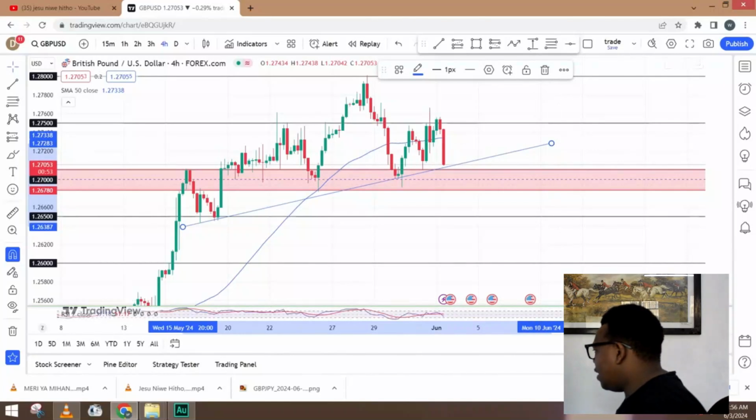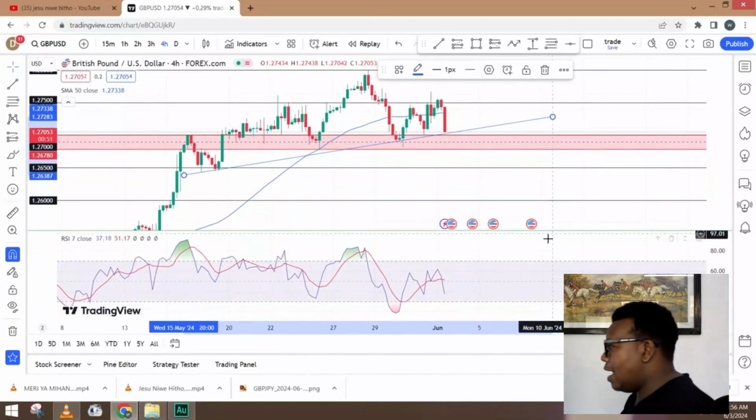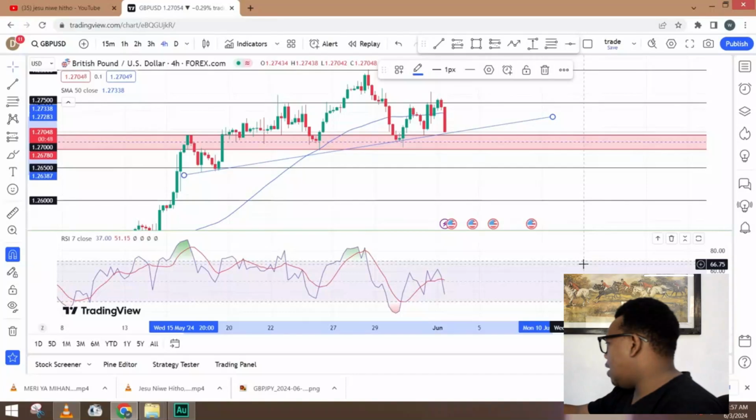On the other side, if you look at the RSI, it's in between 50 and 30.